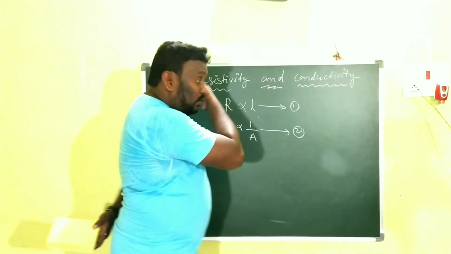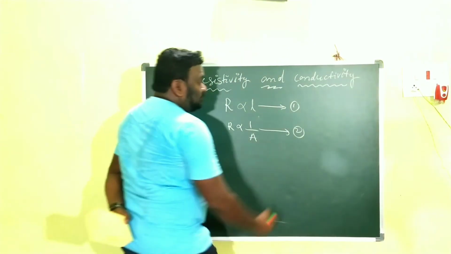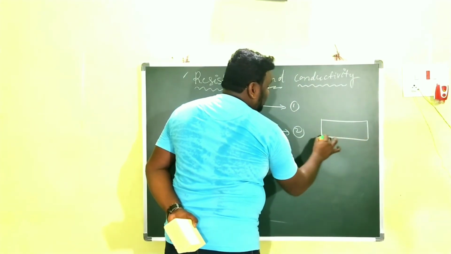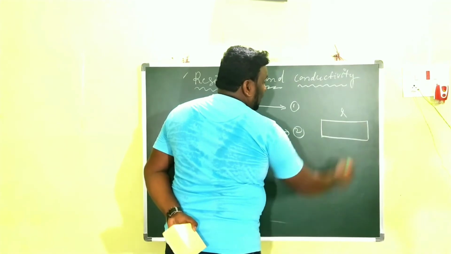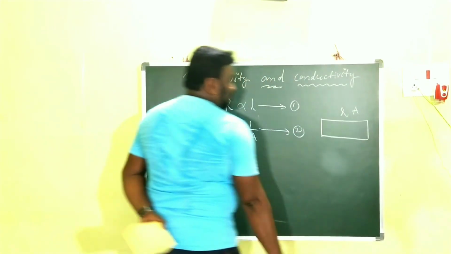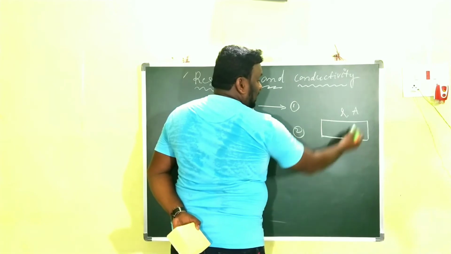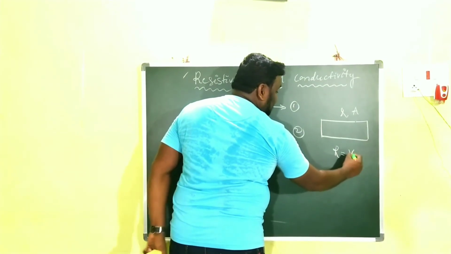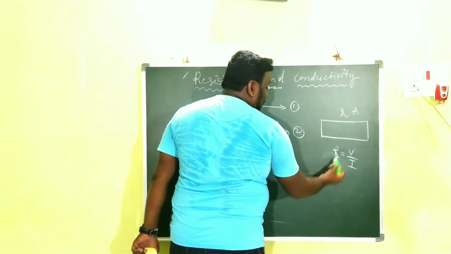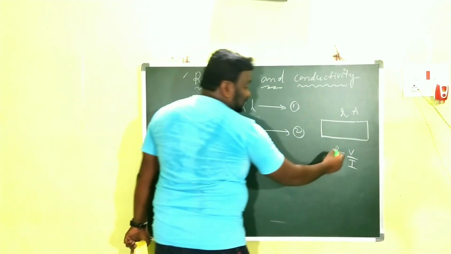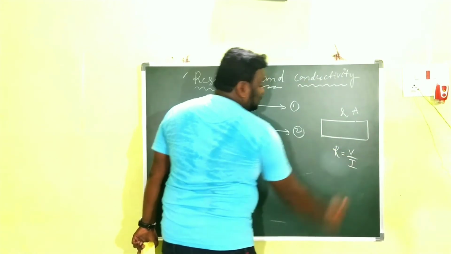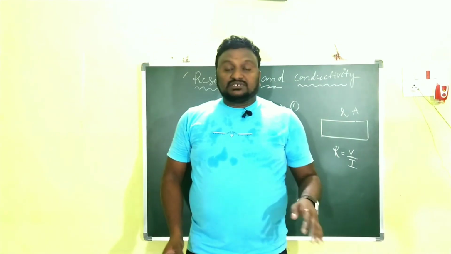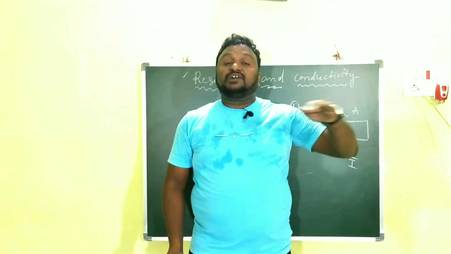To understand that, we have one example. The same example we are taking here. This is one slab of length L and its area of cross section is A. Clear? Length L and area of cross section A. Then the resistance can be written as R is equal to V by I. So this is the resistance. Now that same slab should be cut into two equal parts along its length.